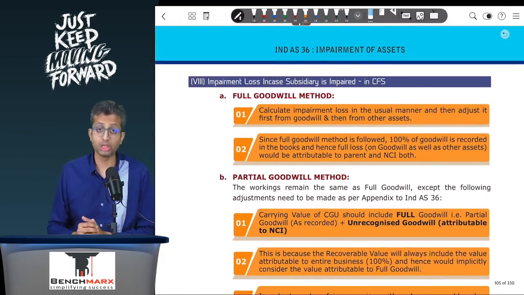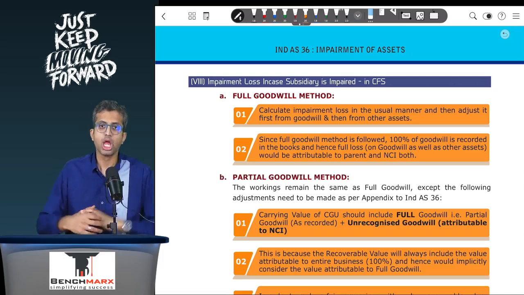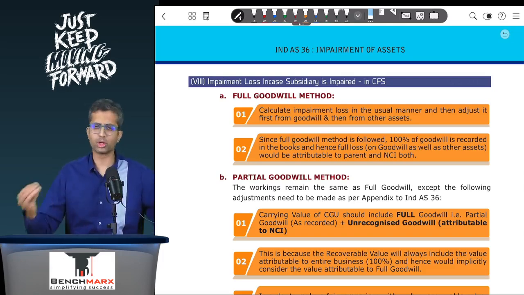And the last part over here will be impairment in case of consolidated financial statements, where you might have a possible full goodwill or partial goodwill.